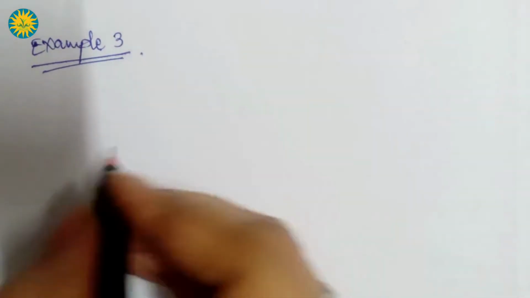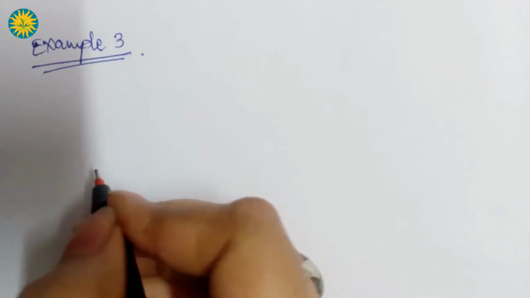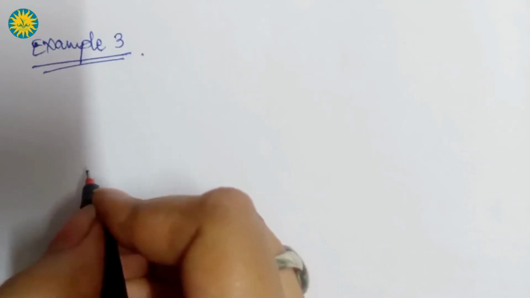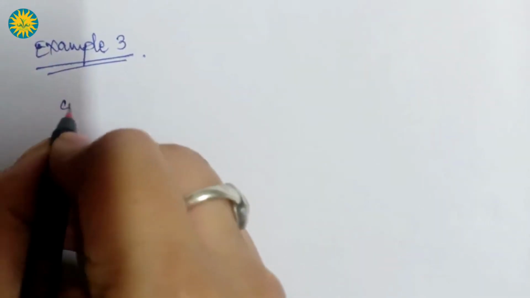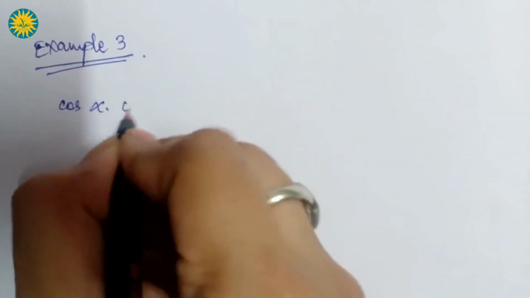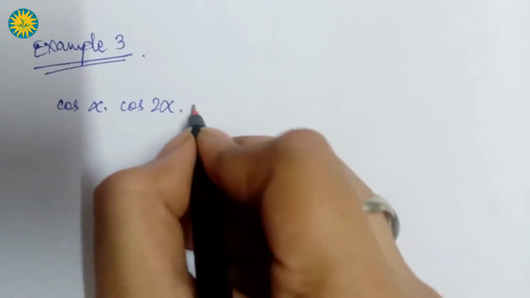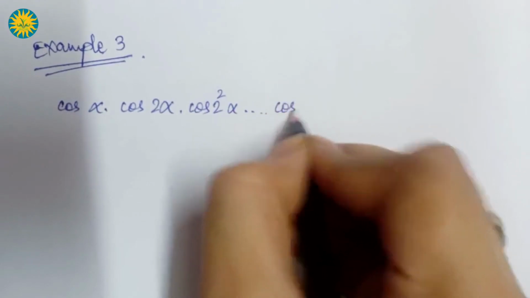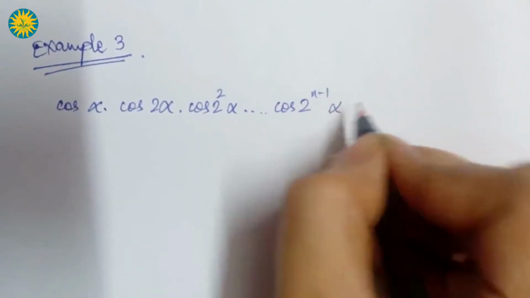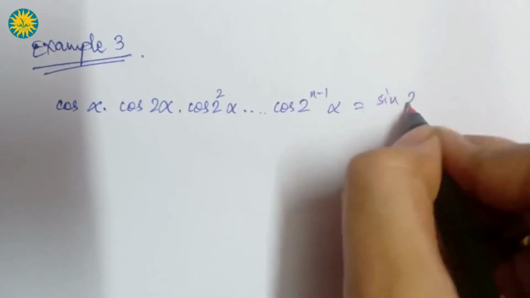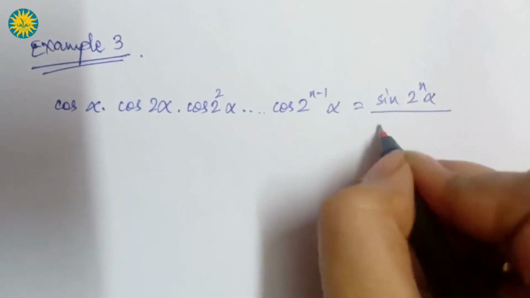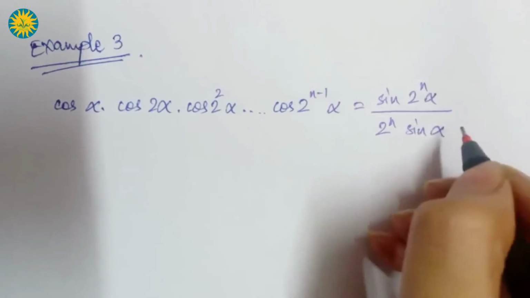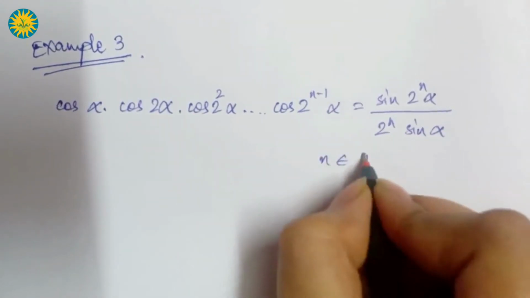In mathematics, we cannot ever let trigonometry lag behind. So this third example, we need to prove using the principle of mathematical induction this statement, which is cos alpha into cos 2 alpha into cos 2 square alpha till cos 2 to the power n minus 1 alpha equals sin 2 to the power n alpha by 2 to the power n sin alpha, where n belongs to natural numbers.